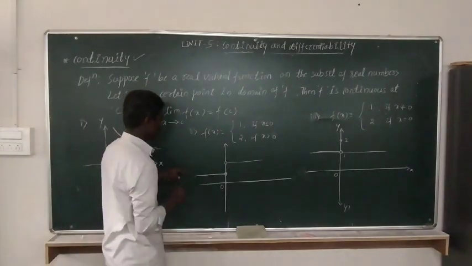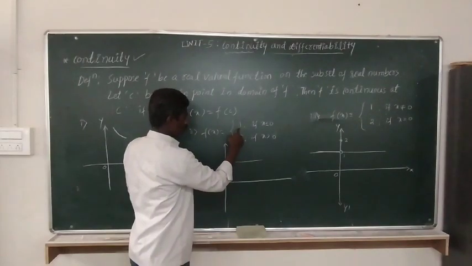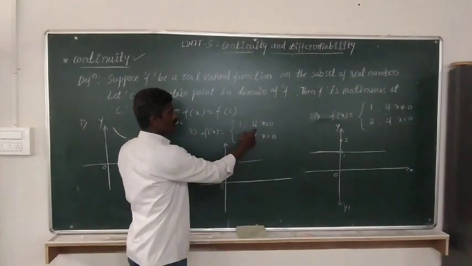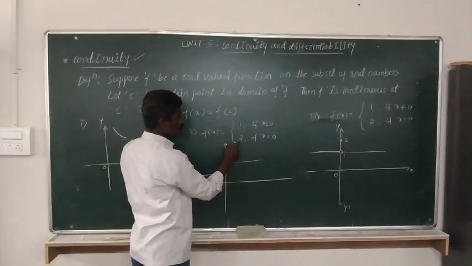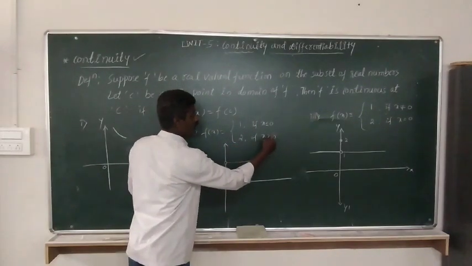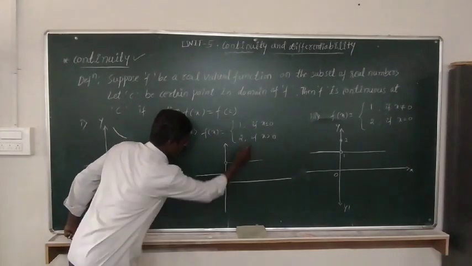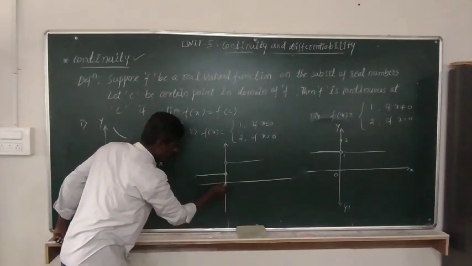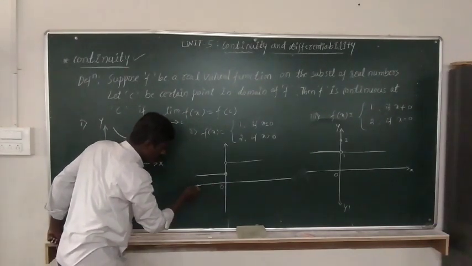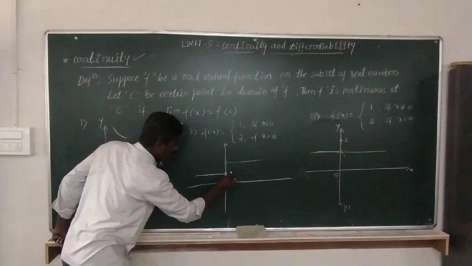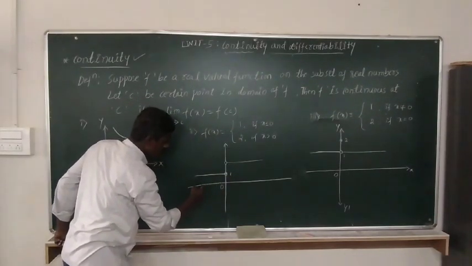Similarly, we have another function. The second one, f of x is equal to 1 when x is less than or equal to 0, and the value of the function is 2 when x is greater than 0. When x is less than or equal to 0, it means the left side of the number line. So the value of the function is 1 there.